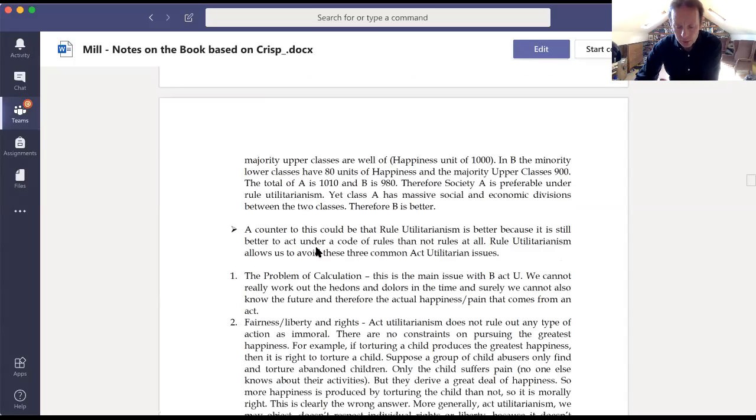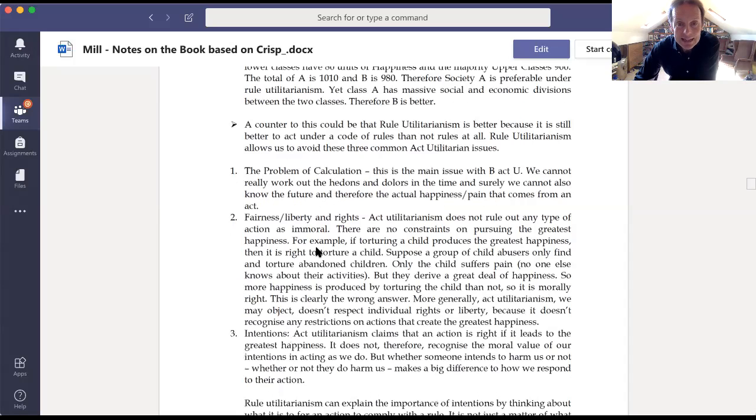Then there are a whole load of statements here under counter to this. So a counter to this could be that rule utilitarianism is better because it's still better to act under a code of rules than not any rules at all. Here are three common act utilitarian issues.